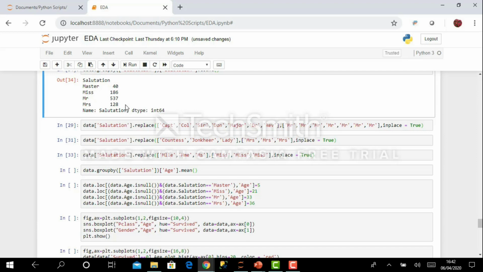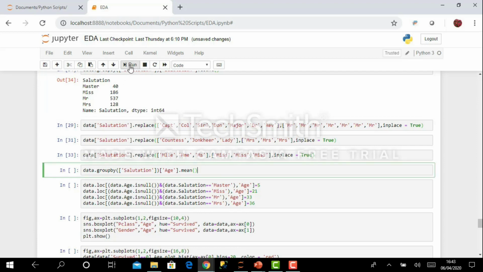So the purpose here is that if the name is Master, I can understand that it's a boy, maybe a kid, and Miss means young ladies, and Mr. means boys who are adults maybe, and Mrs. means older ladies. So I'm trying to calculate the mean based on the salutation, reducing the range of values for them. So I'm doing 4 categories.